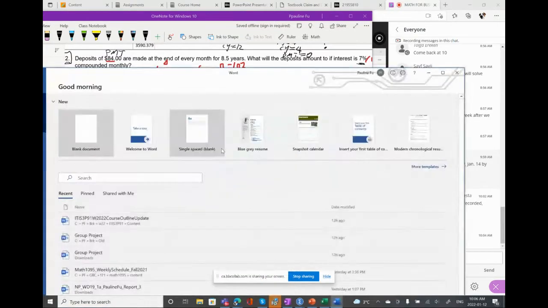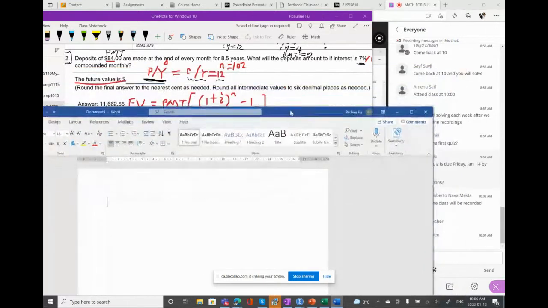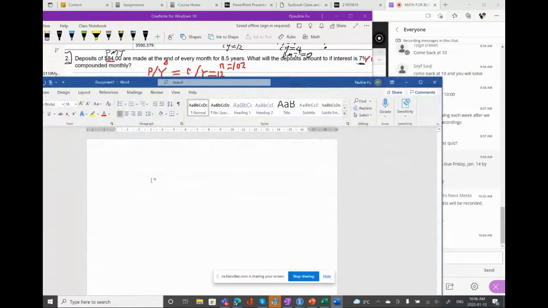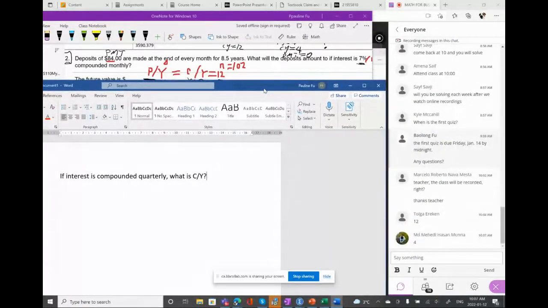Now, if you are good at this, I'm going to test you with another question. This is an interactive lesson. I hope you will ask questions, make comments, make observations. We are analyzing question 2 now. This is another question. If interest is compounded quarterly, what is CY? Can anyone answer this question?